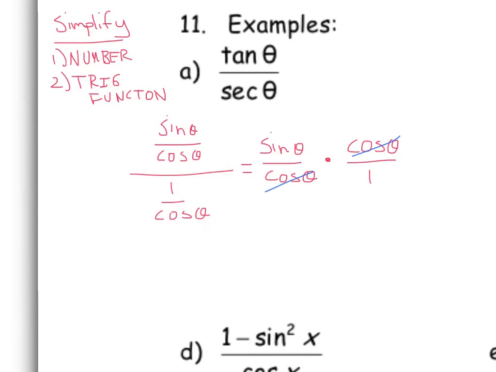All right, what happens? Cosines cancel, and what are we left with? Sine of theta. Did we get it down to one trig function? Yes, we did. All right, we are done with example A. That is as far as you can go.